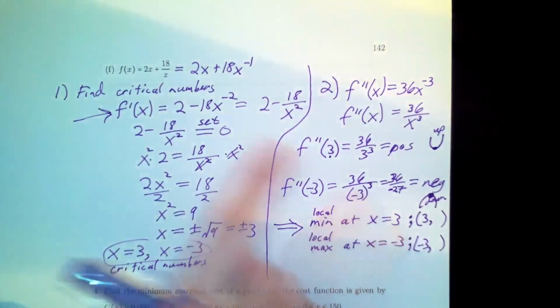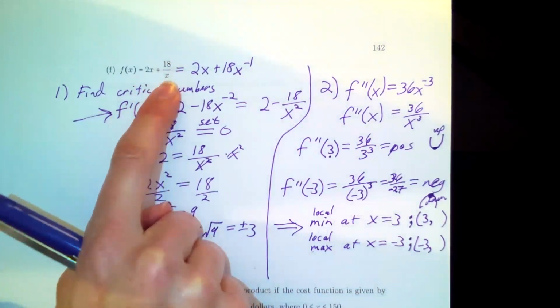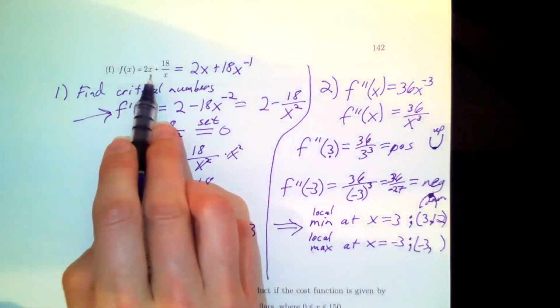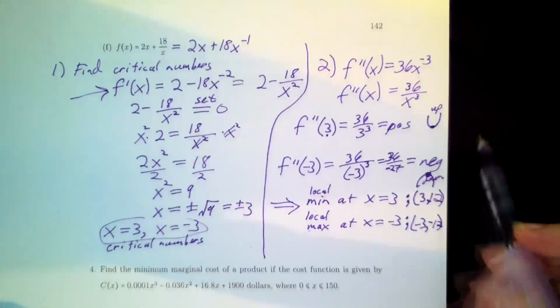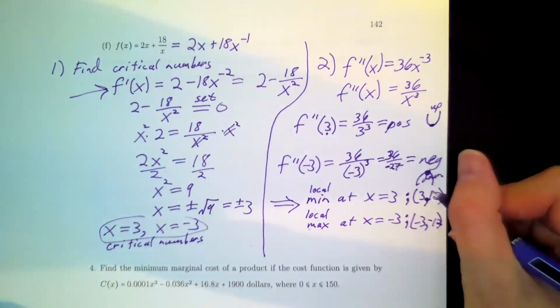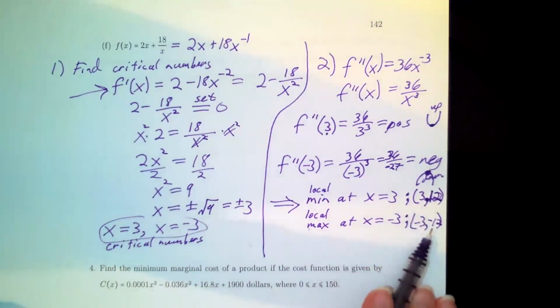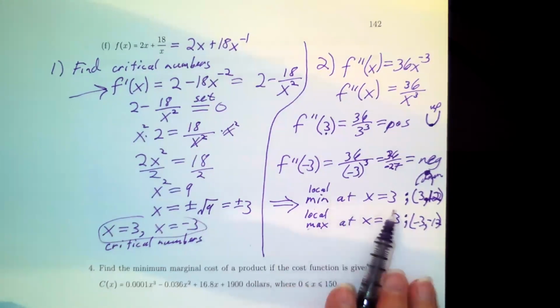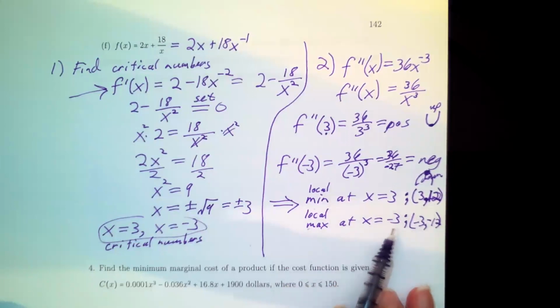So when you take positive 3 and plug it in here, you get 2 times 3 plus 18 divided by 3. You get 12. When you plug in negative 3, you get 2 times negative 3 plus 18 over negative 3. You get minus 12. So we have y is positive 12 at x equal 3, and y is negative 12 at negative 3. So the way we would say this is there's a local min at x equal 3, and the local minimum is 12. There is a local maximum at negative 3, and the local maximum is negative 12.